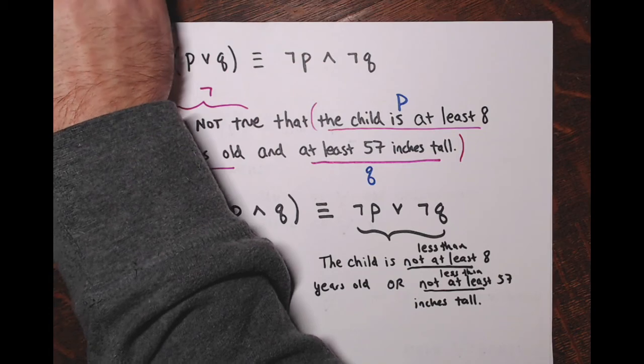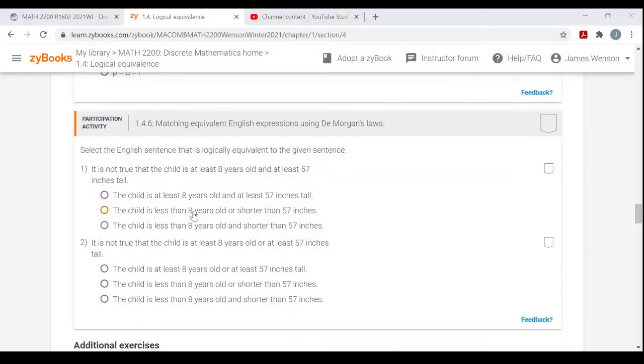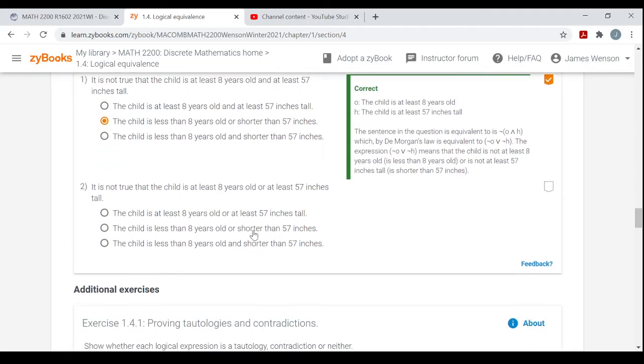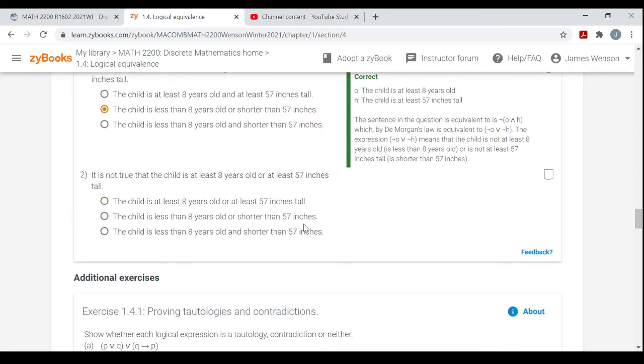All right, so let's go back and see which sentence matches that. The child is at least 8 years old and at least 57 inches tall, that would be just P and Q. The child is less than 8 years old or shorter than 57 inches. This is the not P or not Q that I brought up. Okay? And you could do something similar for number 2.